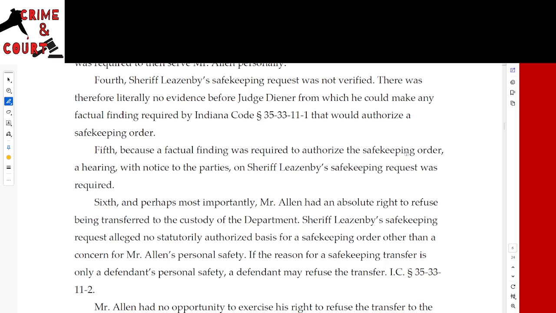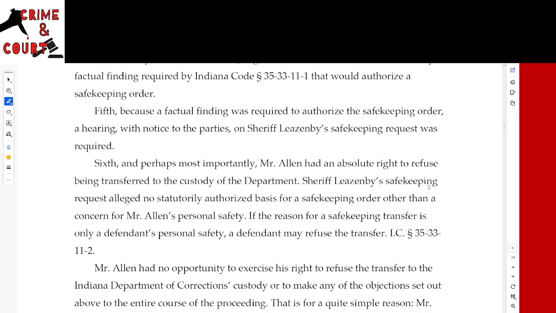All right, sixth, and perhaps most importantly, did I read fifth? Fifth, because a factual finding was required to authorize the safekeep. Oh, I did read that. Okay. Sixth, and perhaps most importantly, Mr. Allen had an absolute right to refuse being transferred to the custody of the Department of Corrections.